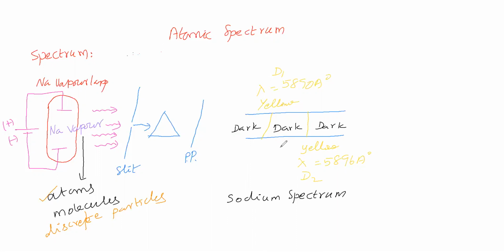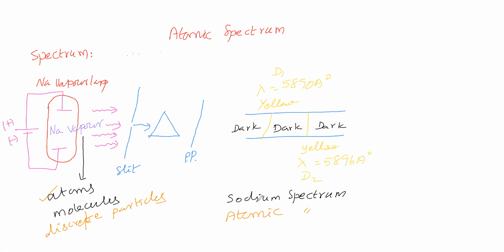Shall we say this is an example of a particular spectrum? Sodium vapor contains sodium atoms. Therefore, it is an example of an atomic spectrum. Can we say so or not? So this spectrum is an example of an atomic spectrum.